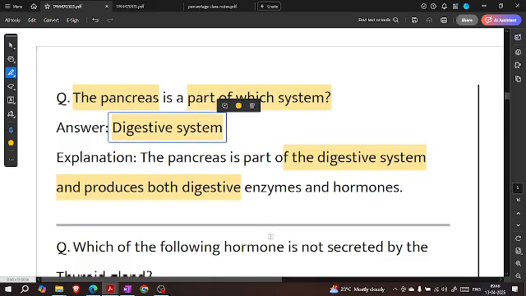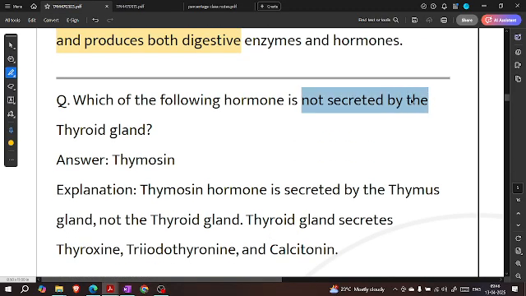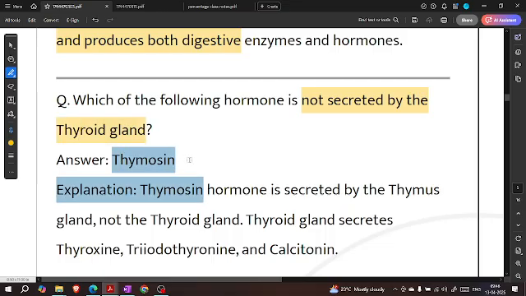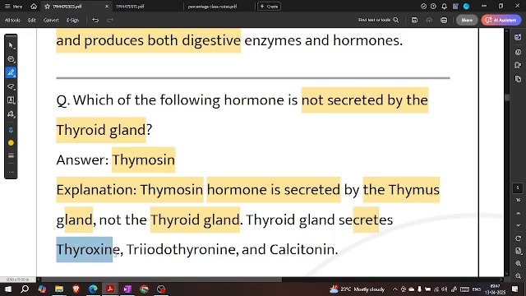Which of the following hormones is not secreted by the thyroid gland? Thymosin. Thymosin hormone is secreted by the thymus gland, not the thyroid gland. The thyroid gland secretes thyroxine, triiodothyronine, and calcitonin.